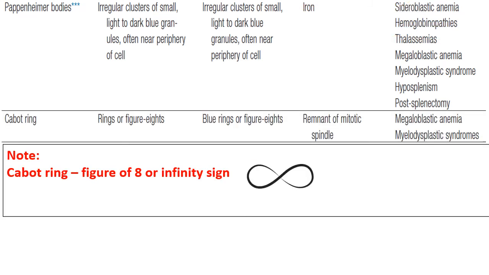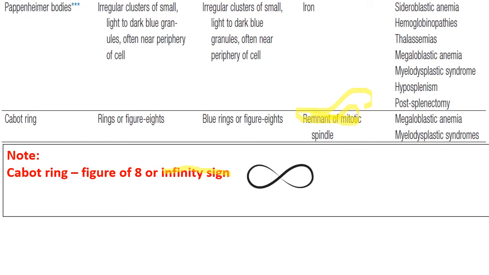Next, Cabot ring naman tayo. Cabot ring appears to have a double ring or figure of 8 or infinity sign. So, ano ba yung infinity sign? Yun yung parang nakahigang number 8. Okay? And Cabot ring is actually remnant of mitotic spindles. No? Ibig sabihin, there's something wrong ulit with the RBC maturation.